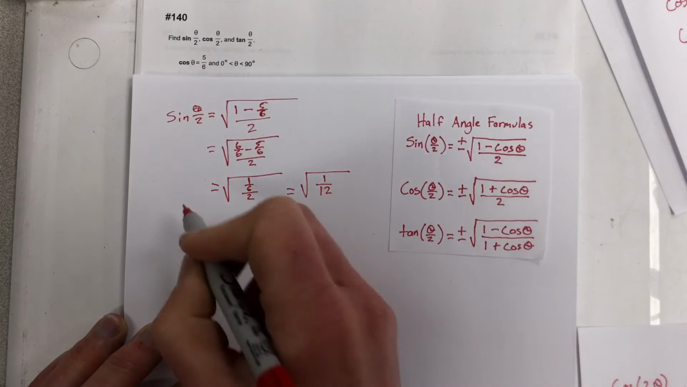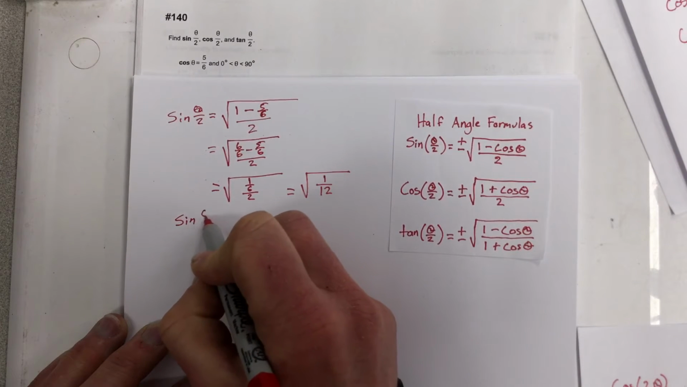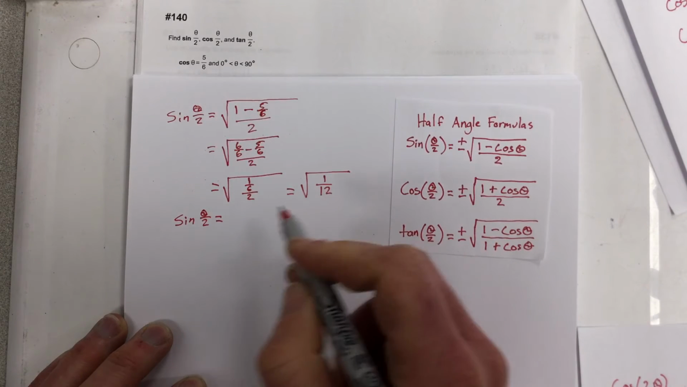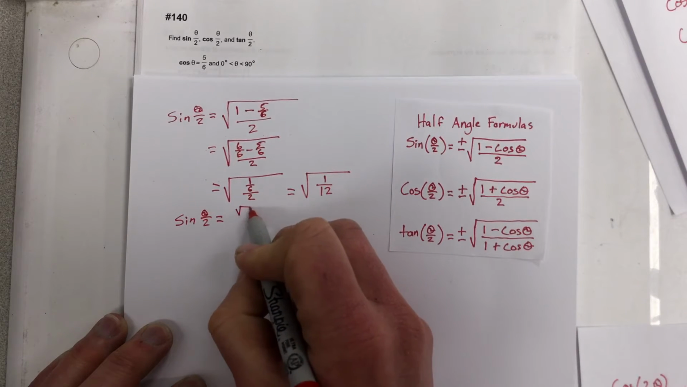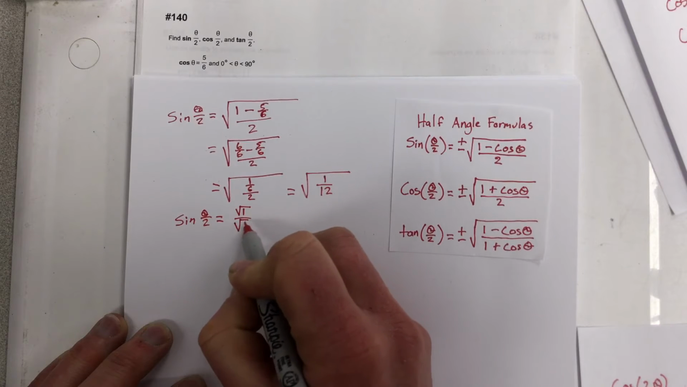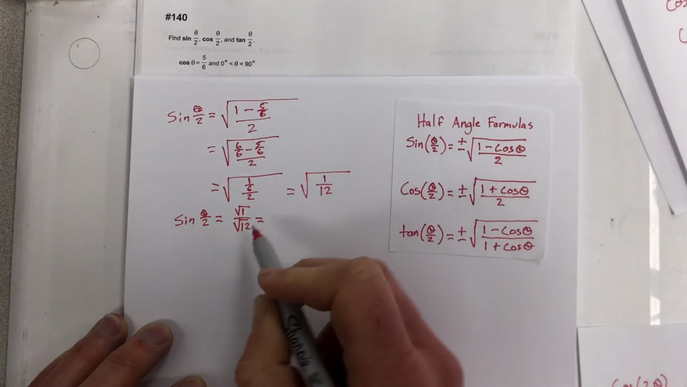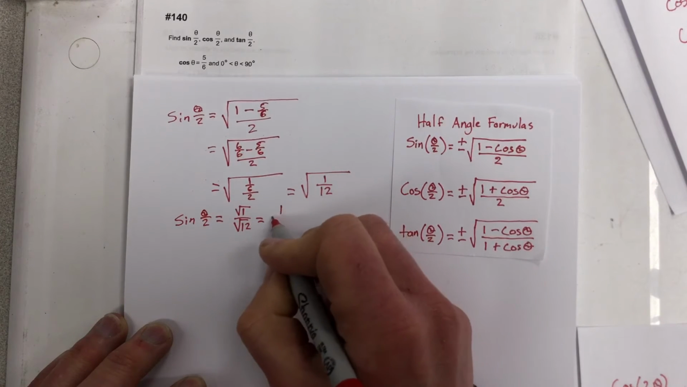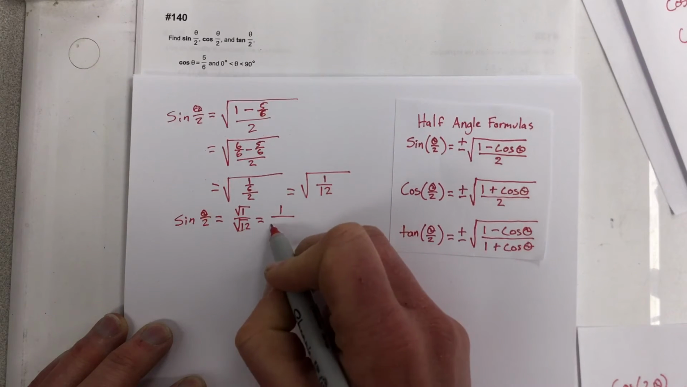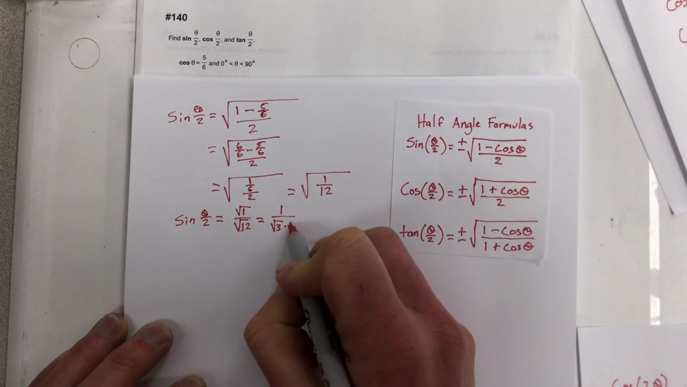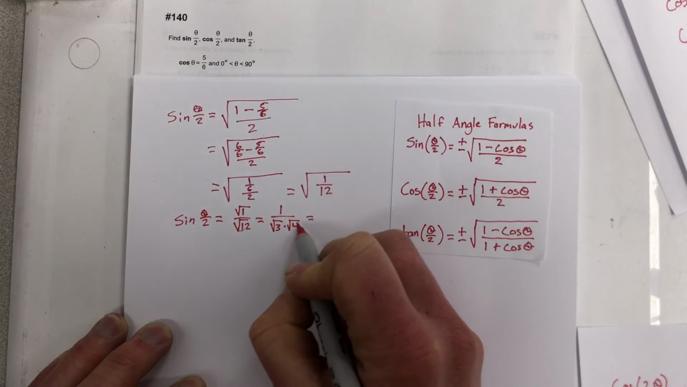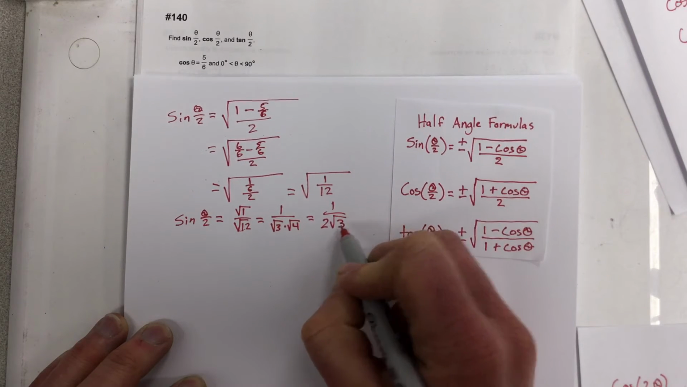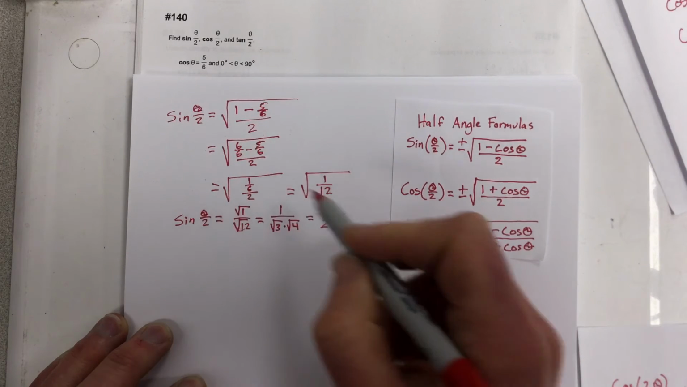So then I can write that as sine theta over 2 is equal to, if I do the square root of the top and the bottom, square root 1 over square root 12, which I can take, make the square root of 1, 1, and then the square root of 12 is going to be root 3 times root 4, and the root of 4 is just 2, so I end up with 1 over 2 root 3. So that's what sine of theta over 2 equals.